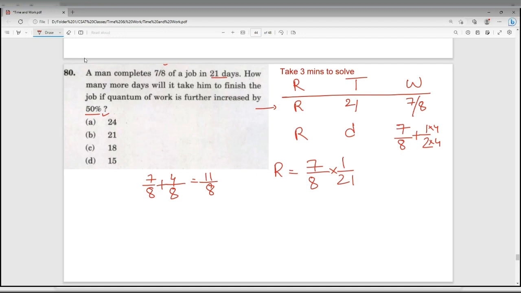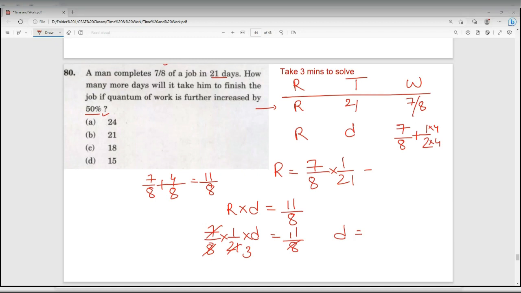And then I would use the value of R here. R into D is equal to 11/8. And this R I would substitute here. 7/8 into 1/21 into D is equal to 11/8. 8 cancelled. 7 ones are 7, 7 threes are 21. D is equal to, I think I have done something wrong. Just give me a minute.